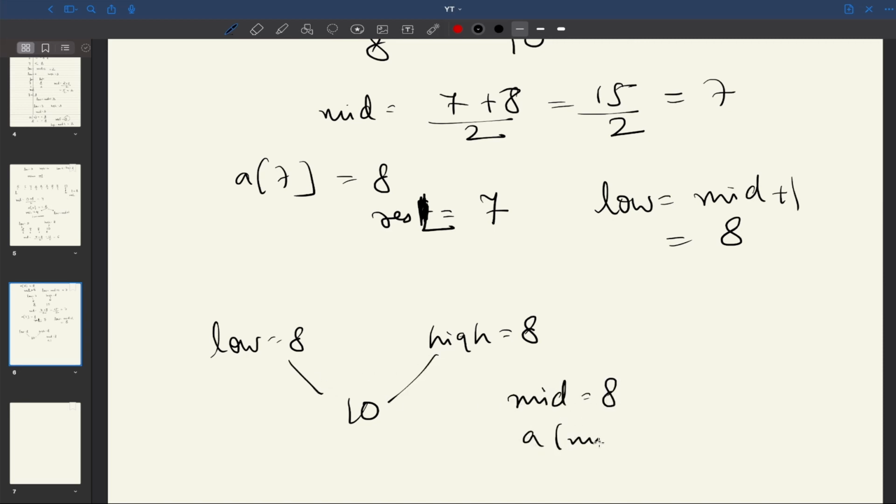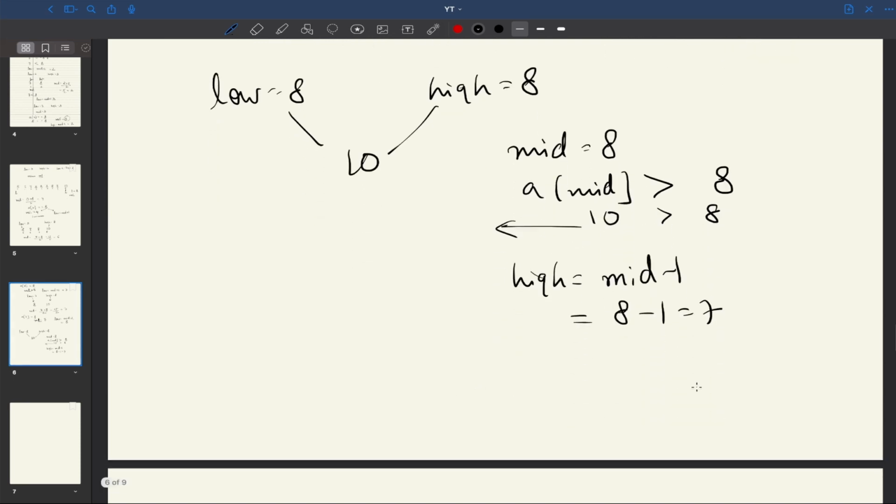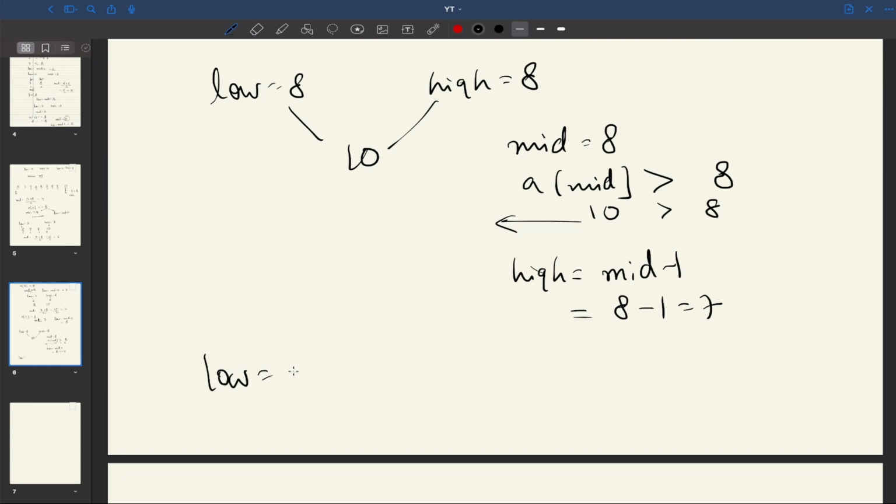Now A of mid is greater than our target value, because 10 is greater than our target value. If it is greater, you have to search to the left-hand side of 10. Left-hand side means your high becomes equal to mid minus 1. That is 8 minus 1, which is equal to 7. So low is equal to 8 and high is equal to 7. This does not satisfy the condition that low needs to be less than or equal to high, right? That's why your while loop gets terminated.